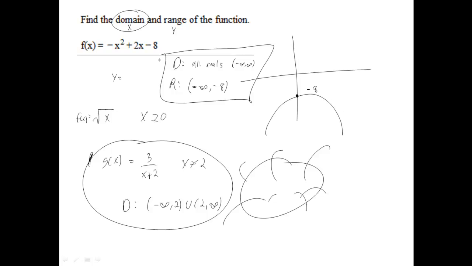You can either say all reals or negative infinity to infinity, or another way of saying all reals is you put an R and then you put a line like that. That's shorthand for all real numbers.